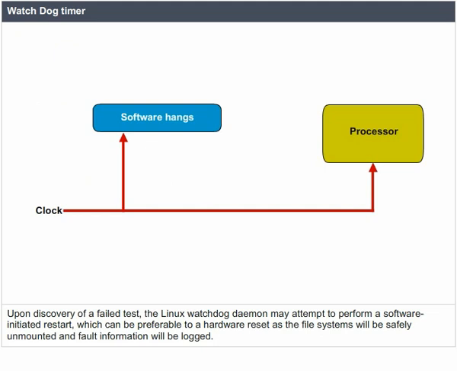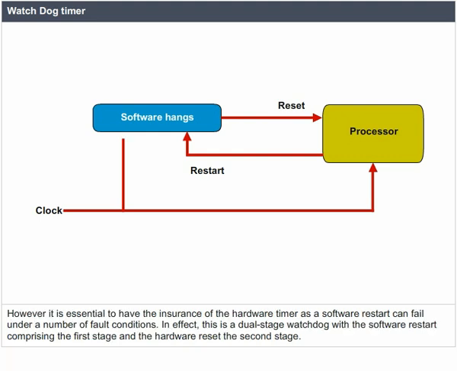Upon discovery of a failed test, the Linux watchdog daemon may attempt to perform a software-initiated restart, which can be preferable to a hardware reset, as the file systems will be safely unmounted and fault information will be logged. However, it is essential to have the insurance of the hardware timer, as a software restart can fail under a number of fault conditions. In effect, this is a dual-stage watchdog with the software restart comprising the first stage and the hardware reset the second stage.